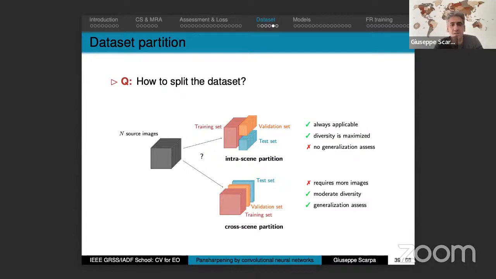Of course, the first partition can always be operated, the latter, the second method, requires the availability of more images. So sometimes we have just one image, so we don't have a choice. If we use one image, then it's unavoidable to have training and validation datasets that are statistically very well aligned. And this is not very good for assessing the quality of a method that could be overfitted on the training image and then perform very well on images that are very similar to the training image.